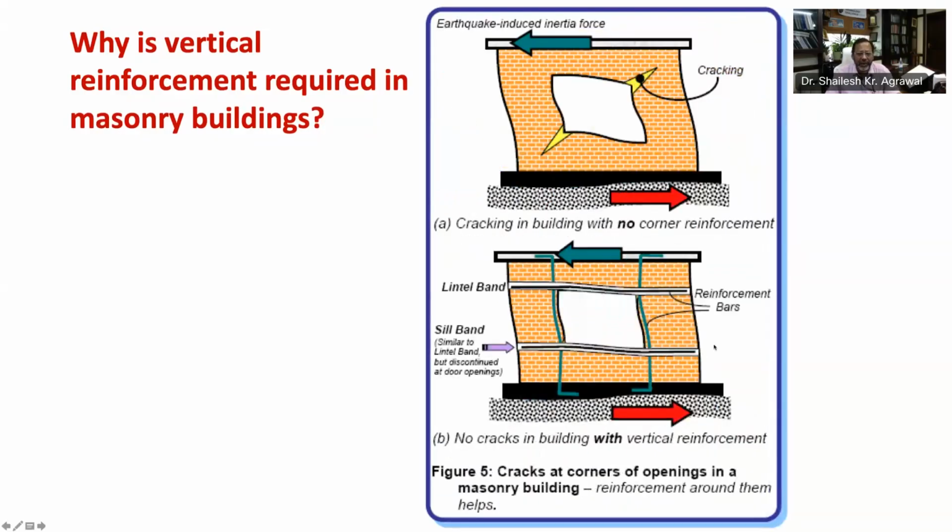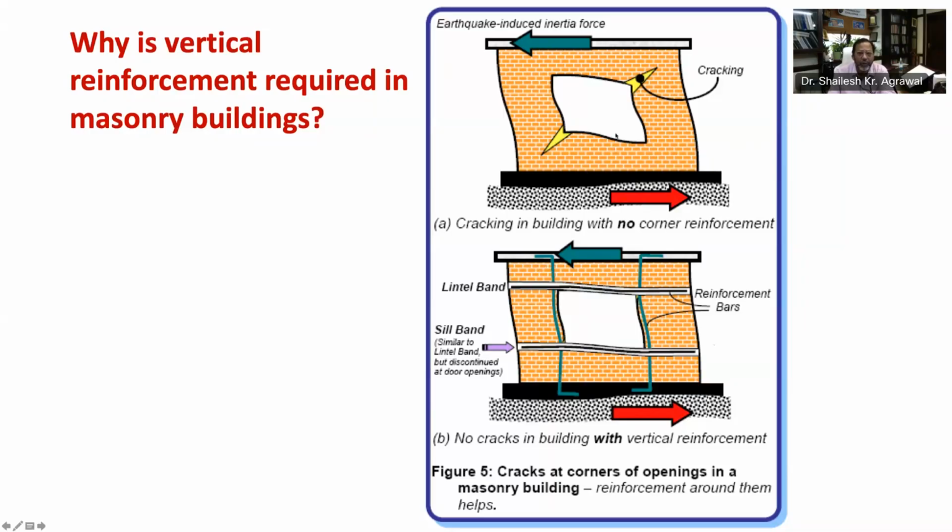Now let's see this figure number 5. The sliding failure, as explained to you now, is rare even in unreinforced masonry buildings. However, the most common damage observed after an earthquake is diagonal X cracking of wall piers and also inclined cracks at the corners of door and window openings, as shown here in this figure 5A.